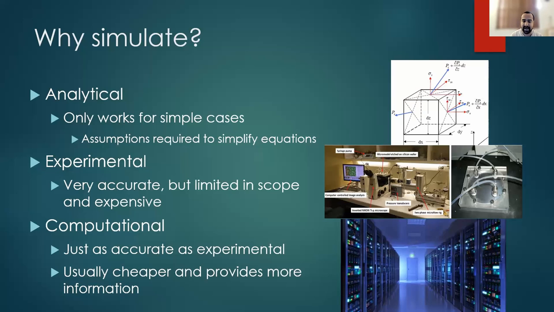So you only have as many data points as whatever you're measuring, and you don't know anything other than that one little point you were measuring at. And oftentimes it could be expensive because you actually have to make the thing that you're trying to simulate and grab the data from. So instead, what you do is you do a computational simulation. And this can be just as accurate as an experimental, but usually it's cheaper and provides far more information because as of now you have probes everywhere in your model to grab data from, and not just one little spot.